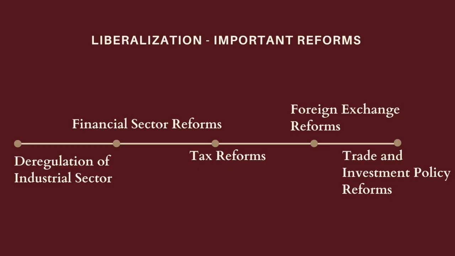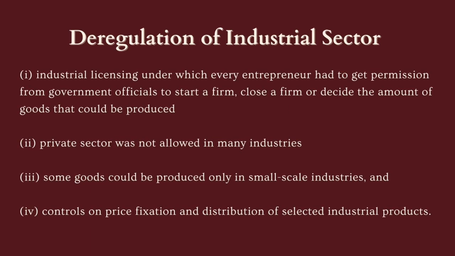Some important reforms are deregulation of the industrial sector, financial sector reforms, tax reforms, foreign exchange reforms, and trade and investment policy reforms. Deregulation of industrial sector. In India, regulatory mechanisms were enforced in various ways. First one is industrial licensing, under which every entrepreneur had to get permission from government officials to start a firm, close a firm, or decide the amount of goods that could be produced.